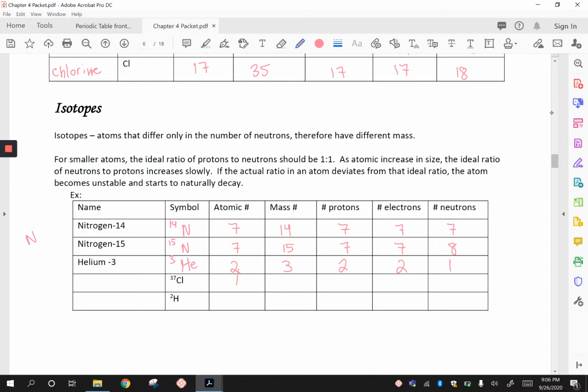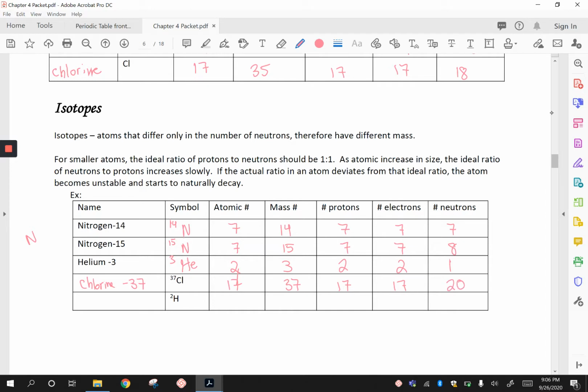Let's try Cl with a 37. So that would be chlorine-37. Put a dash on the mass number. The atomic number for chlorine is 17 from the periodic table, which tells us the protons are 17, and the electrons, if it's neutral, is 17. And then for the mass number, since they specified 37, that's the mass number that we use. We don't look it up on the periodic table if they give it to us. So 37 minus 17 for the neutrons would be 20.